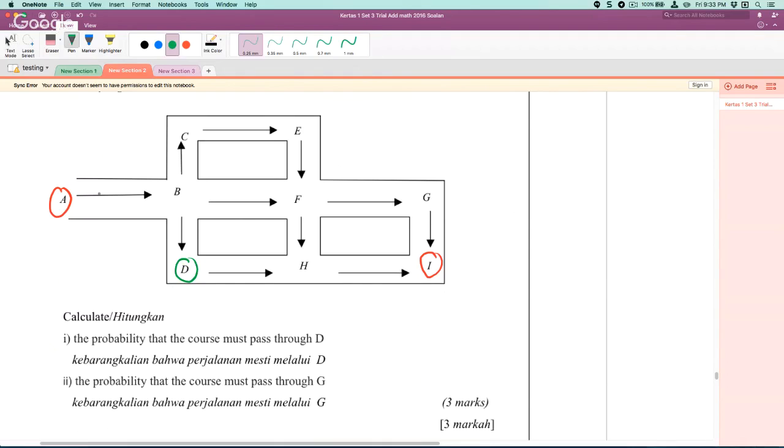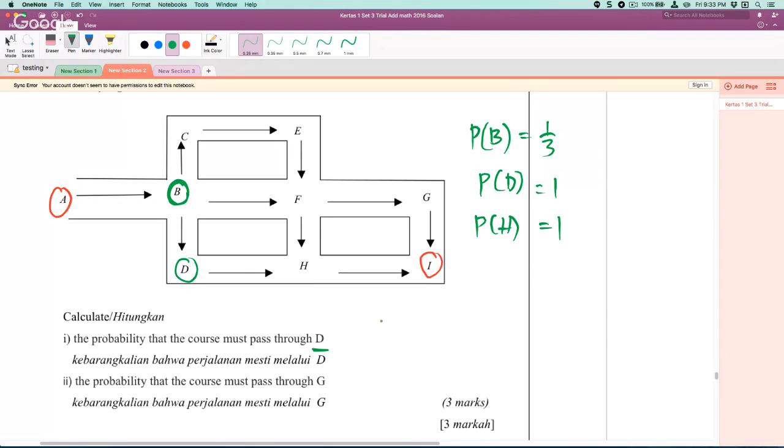So first, I go from A. When I go until B here, I have three choices. I can go to C, I can go to F, I can go to D. So at B itself, the probability should be 1 over 3 because I have three choices. Okay, then I go to D because the question says must go through D. So probability at D here, you only have one choice. It's just one. And then you go to H. H here you only have one choice because you can only go straight. You cannot go to F because the arrow is not allowed. Then you go to I.